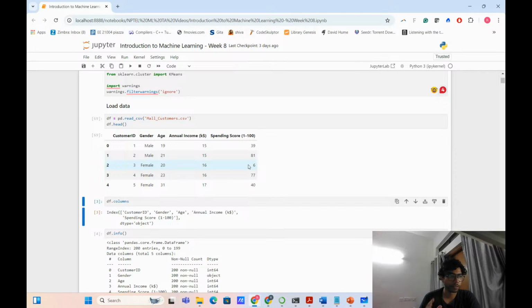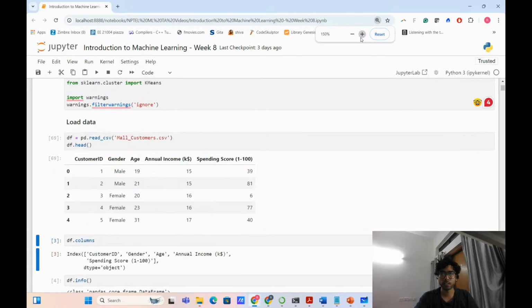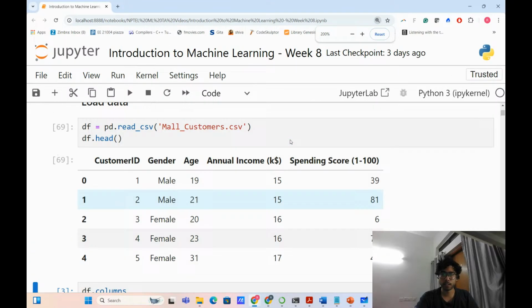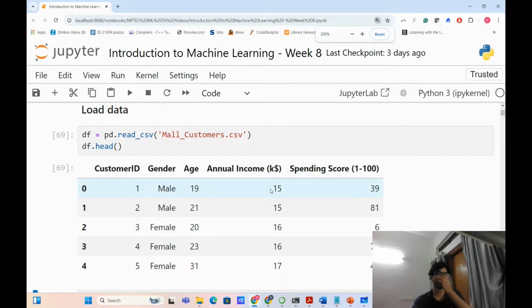So for example, yeah, oh yeah, sorry. I think I've zoomed it now. I think it's visible now. Okay.